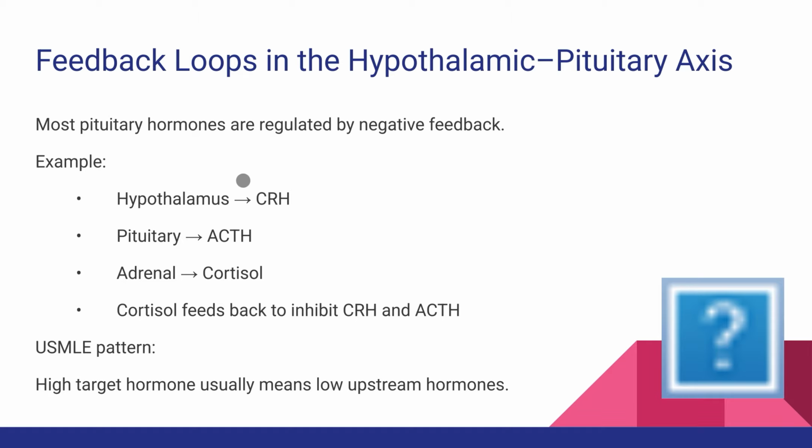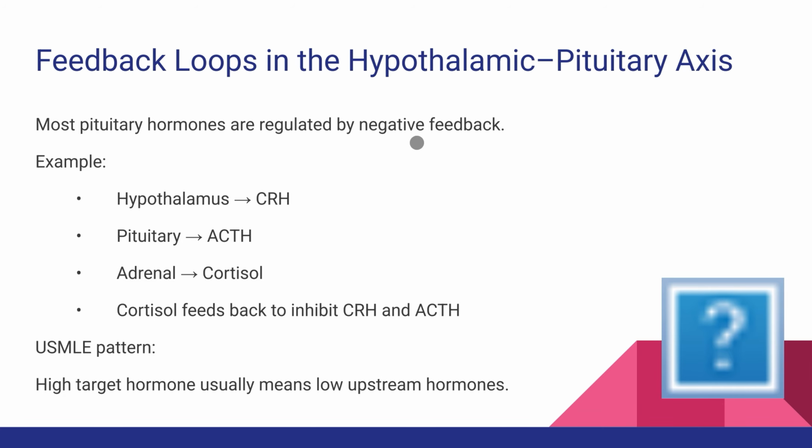Coming to the feedback loops in the hypothalamic-pituitary axis, most pituitary hormones are regulated by negative feedback. For example, CRH stimulates ACTH, which stimulates cortisol, and cortisol feeds back to inhibit both CRH and ACTH. So from the hypothalamus, CRH release leads to ACTH release from the pituitary, and this ACTH leads to cortisol release from the adrenal. This cortisol release in turn leads to negative feedback on ACTH and CRH at the pituitary and hypothalamus level, respectively. So there is a negative feedback. This is one of those feedback loops we have to understand.